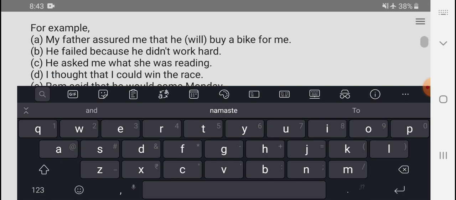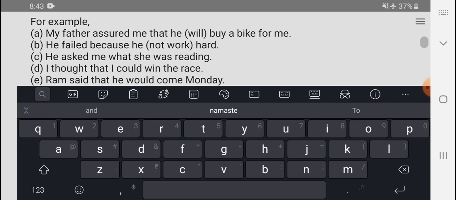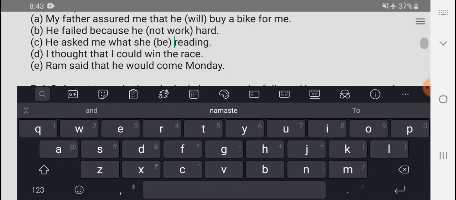In the second example, in place of did not, they will give not work hard. So you have to write did not work hard or hadn't worked hard. In example 3, in place of was, they may just give you the be verb, so you have to use a past auxiliary here, or they may completely give you she, then read. So you can write had been reading or she was reading, both will be in the correct structure.